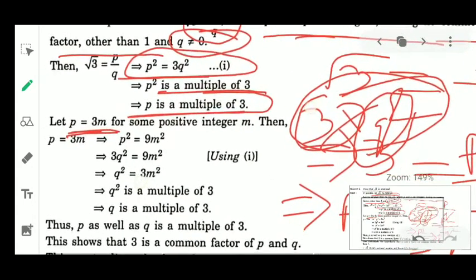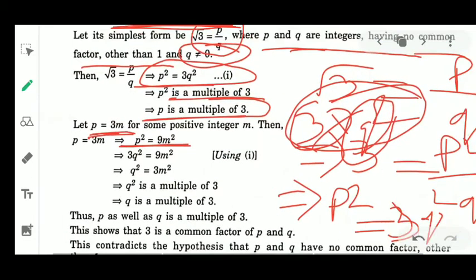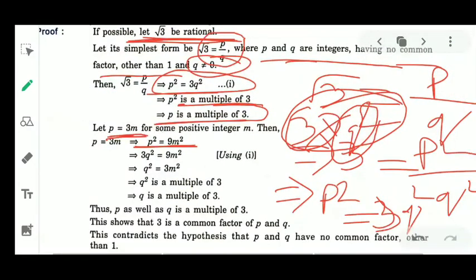Now if we square both sides, then we will get p square equal to 9m square. Now if we put the value of p square equal to 3 square from equation 1, then we will get 3q square equal to 9m square. Now eliminate 3 from both sides, then we will get q square equal to 3m square. Here q square is a multiple of 3, so q is also a multiple of 3.